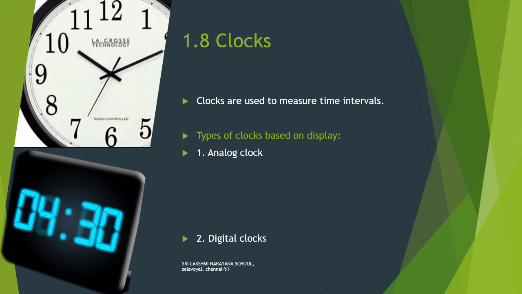Let's see clocks. Clocks are used to measure time intervals. So, many clocks were used from the ancient time. Scientists modified the clock's mechanism to obtain accuracy. The clocks are classified into two types based on display. First one, analog clock. Second one, digital clock.